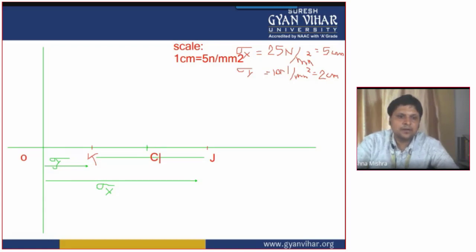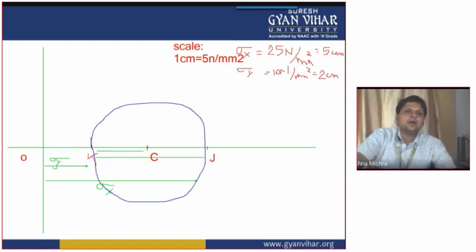Now, taking C as the center and radius equal to KC, draw the circle. We will draw the circle in this way, students.